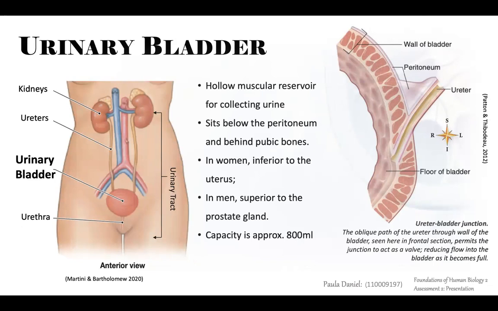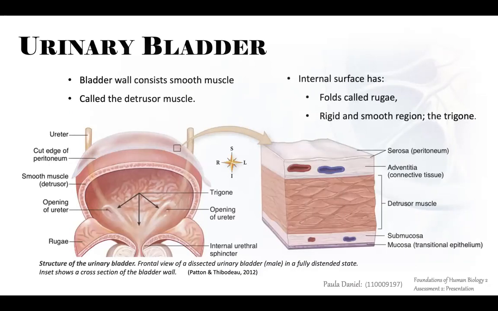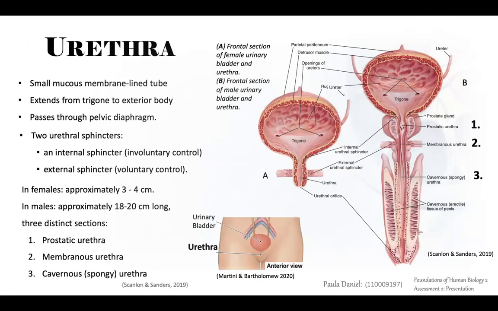It can hold approximately 800 ml of urine, although it will feel full with less. The bladder wall consists of smooth muscle called the detrusor muscle. When the bladder is empty, most of the internal surface falls into folds called rugae, apart from a triangular region called the trigone. This region remains rigid and smooth to avoid damaging the ducts of the ureters and the urethra. The urethra is a small mucous membrane-lined tube extending from the trigone to the exterior of the body, passing through the pelvic diaphragm. It consists of an outer muscular layer and an inner mucosal layer.